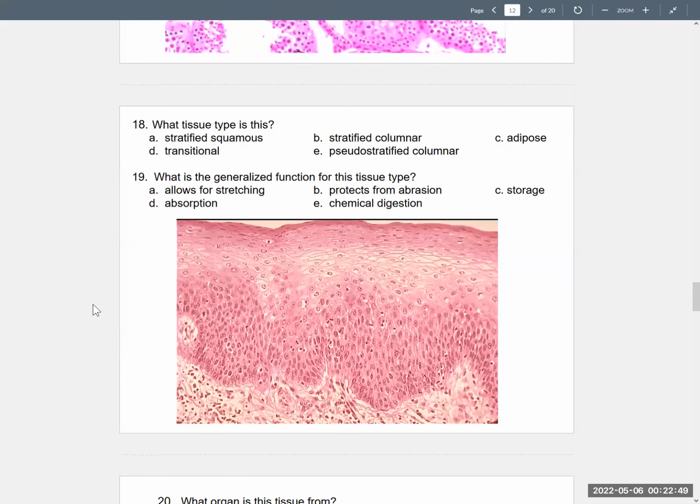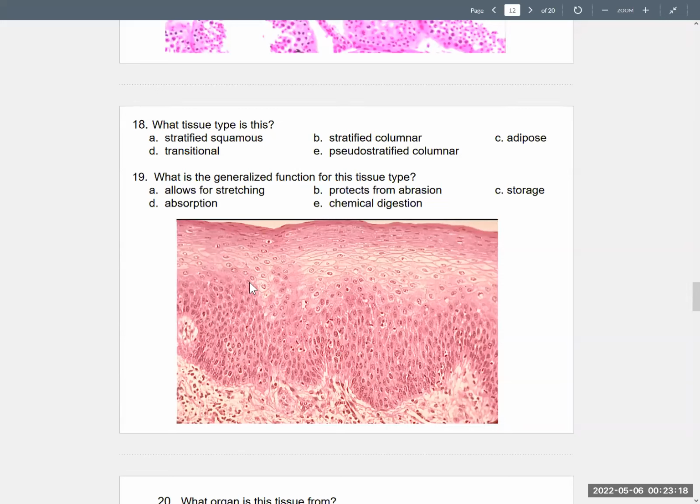Eighteen and nineteen, what tissue type is it? I mean the tissue type from the bottom here up to here. Take a look at the shape of the cells. Squamous. Stratified squamous. Right.